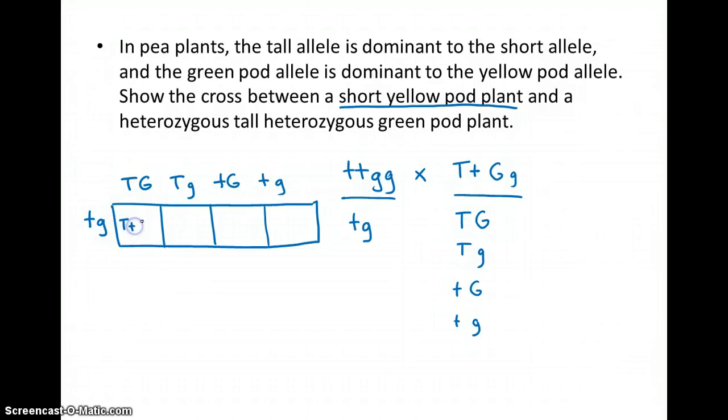So big T, big G, little g. Big T, little g, little g. Little t, big G, little g. Little t, little g, little g. And there is the cross. Okay, I can see that I have a 1:1:1:1 genotypic ratio and a 1:1:1:1 phenotypic ratio. Just for practice, what would the phenotype of that offspring be? That is a tall, yellow podded plant. Okay, tall yellow.